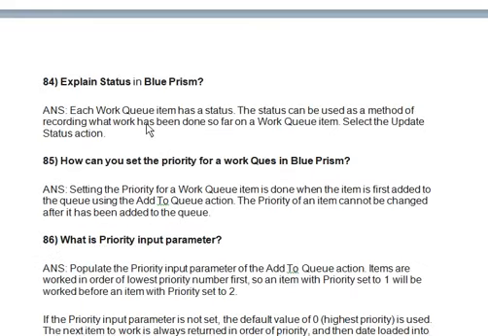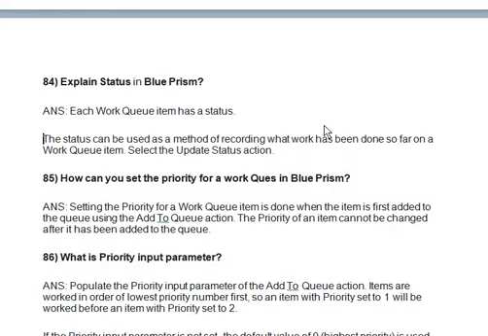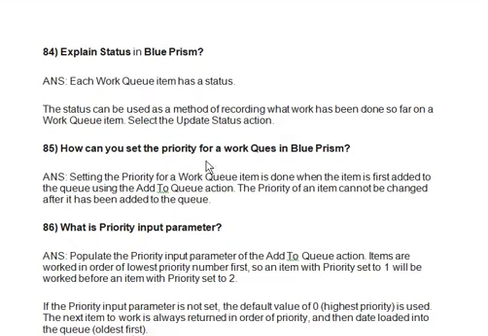Explain the status in Blue Prism. Each work queue item has a status. In a work queue item, that is called status. The status can be used as a method of recording what work has been done so far on a work queue item. Select the Update Status action.